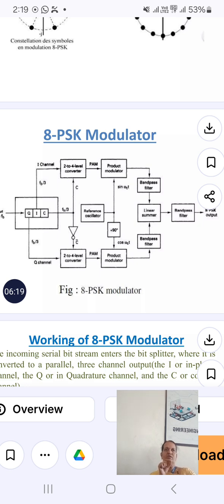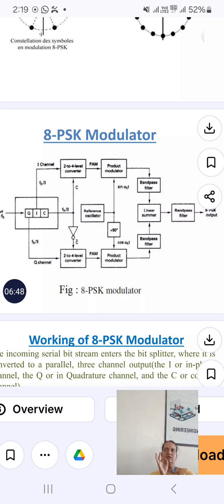It is directly given to the 2 to 4 level converter, and in the I channel it again has an amplitude of FDB by 3, and it is again given to a 2 to 4 level converter. The 2 to 4 level converter output is inverted and given to the Q channel, the quadrature component. The in-phase component will not have any phase shift. The quadrature component will have a phase shift of 90 degrees. So the signal will have a sine component and a cosine component.